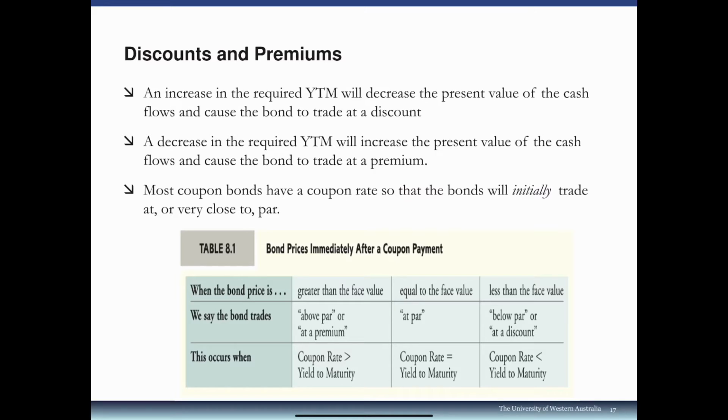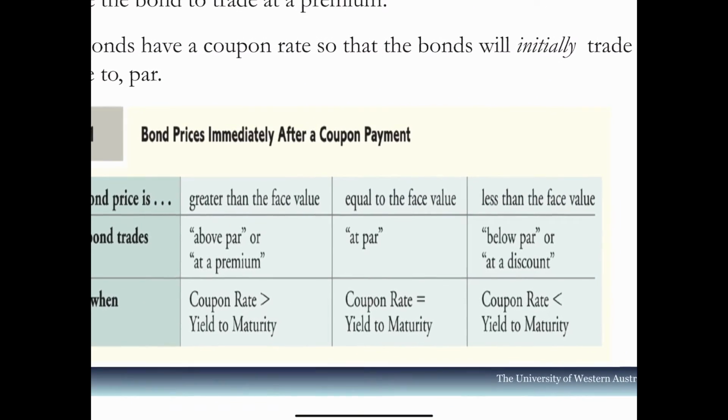So when we say that the bond's trading at above par or at a premium, this occurs when the bond price is greater than the face value, and this is when coupon rate is greater than yield to maturity. When we say something is trading at par, that means the bond price is the same as the face value. And that implies, this is a very important relationship, that the coupon rate is the same as the yield to maturity. And this is where most coupon paying bonds will be trading to start with, right, at par.